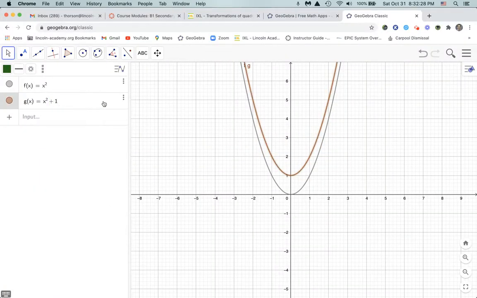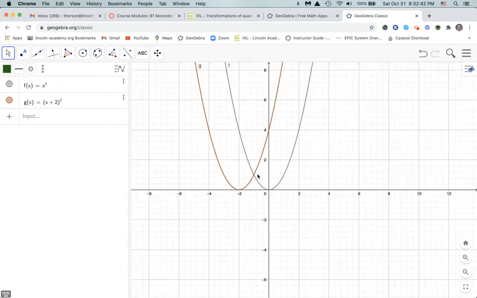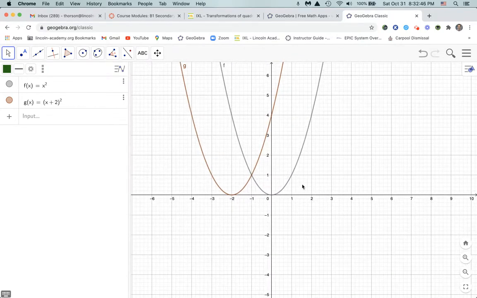So now I'm going to come back to here, and I'm going to change my g function. I'm going to actually add the 2 before I square it. And now when I hit enter, let's see what happens. It actually shifted it. Whoops, I don't mean to do that. My mouse is really sensitive. It shifted it 2 units to the left. But it's a plus 2, right? Shifted it to the left. Think of that as a minus a minus. Now let's think logically why that's so.